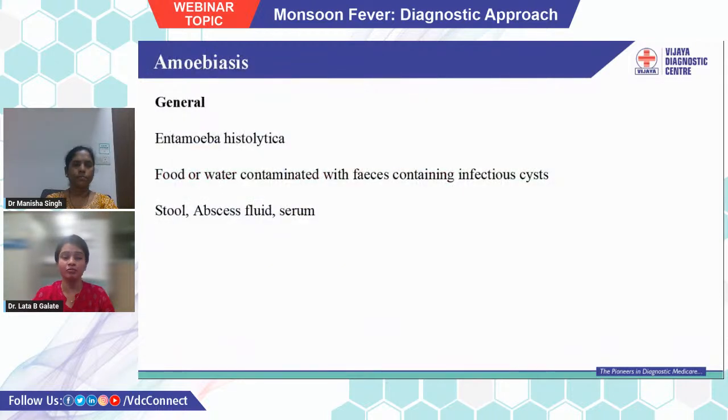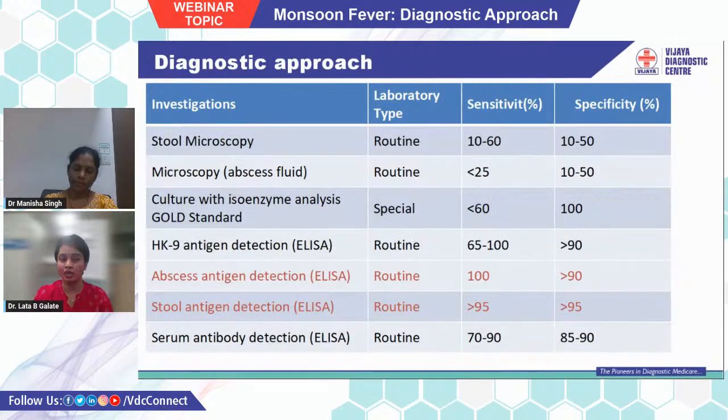Last but not least, amoebiasis, which causes diarrhea and is caused by Entamoeba histolytica. The transmission is by the fecal-oral route. These are the different diagnostic tests one can offer. The most important are abscess antigen detection and antigen detection in stool, which has a sensitivity at max of more than 100% and a specificity of more than 95%. The amoeba can cause extraintestinal syndromes also.